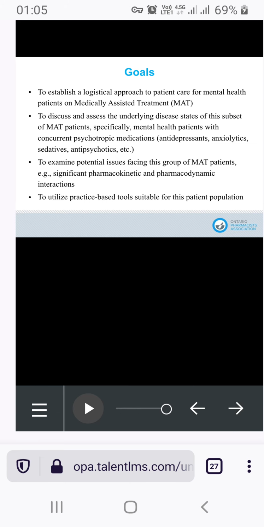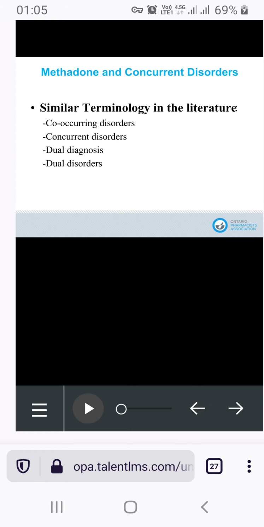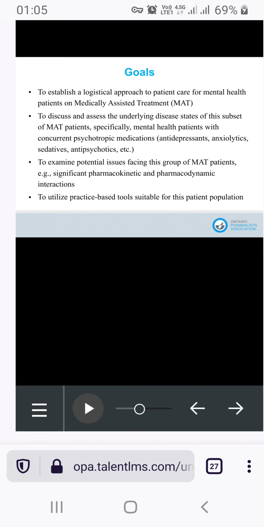Goals: to establish a logistical approach to patient care for mental health patients on medically assisted treatment (MAT); to discuss and assess the underlying disease states of this subset of MAT patients, specifically mental health patients with concurrent psychotropic medication, antidepressants, anxiolytics, sedatives, and antipsychotics, etc.; to examine potential issues facing this group of MAT patients, for example, significant pharmacokinetic and pharmacodynamic interactions; to utilize practice-based tools suitable for this patient population.